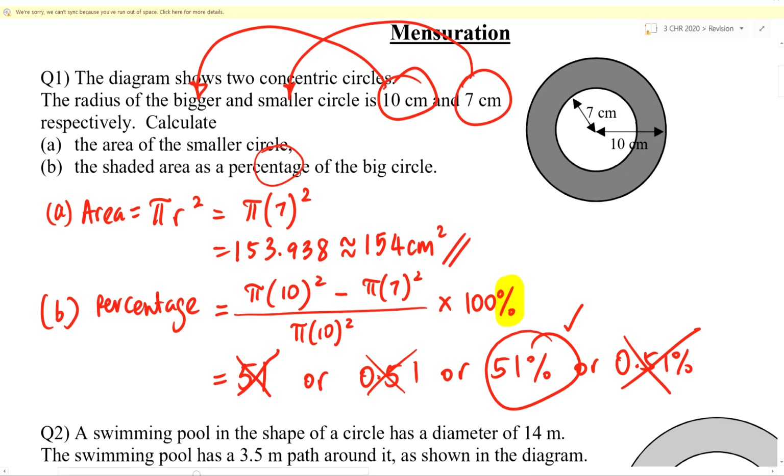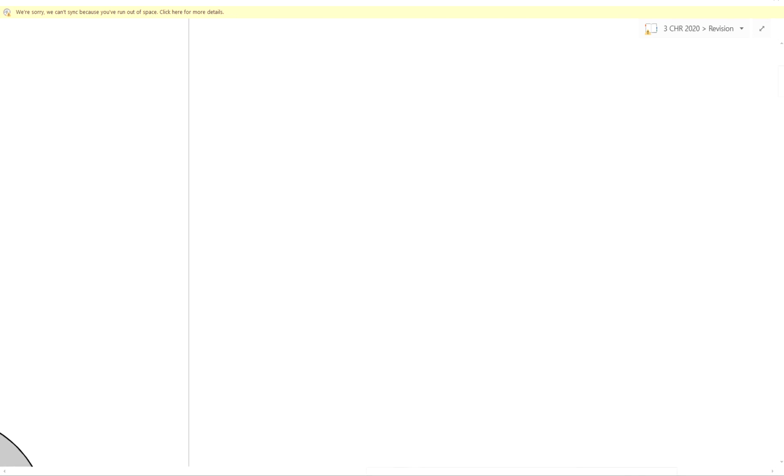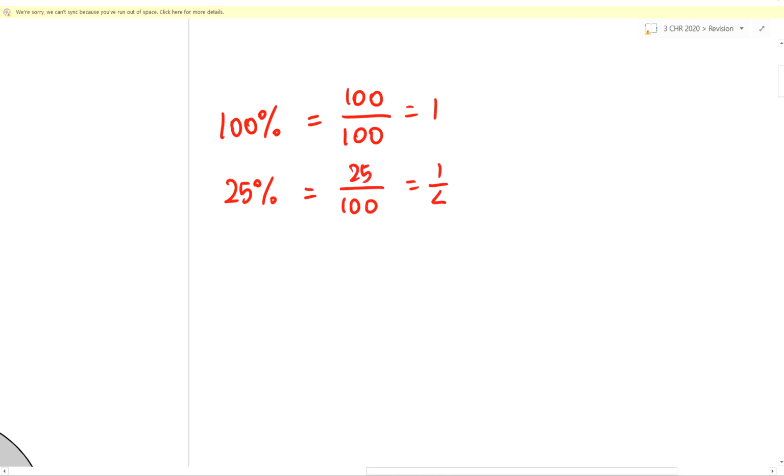Okay, I'll use this opportunity to talk to you about percentage also. 100% means 100 over 100, which is 1. You know that 100% is actually 1. 25% is the same as 25 over 100, which is 1/4, which is the same as 0.25. I'll give you a few more examples. 37% is 37 over 100, which is 0.37.